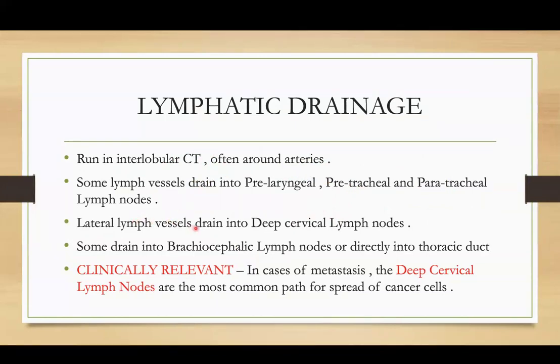The lateral lymph vessels, which drain the lateral parts, drain into deep cervical lymph nodes, and this is important because the deep cervical lymph nodes are the most common path for spread of cancer cells. So if there was to be a cancer of the thyroid, basically the most likely way for it to spread would be through the deep cervical lymph nodes. And some lymph vessels just directly drain into the brachiocephalic lymph nodes or into the thoracic duct.